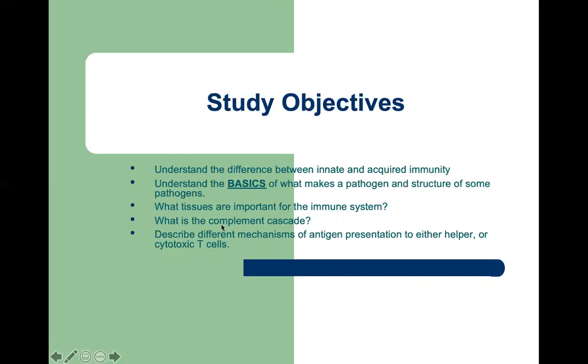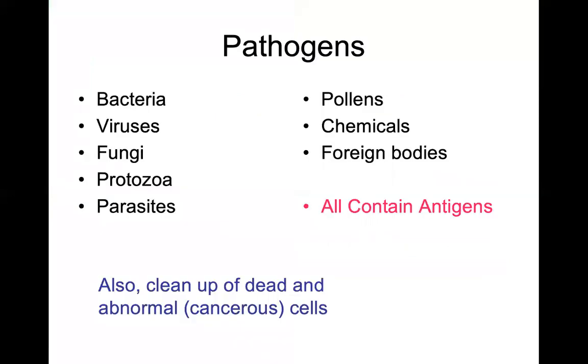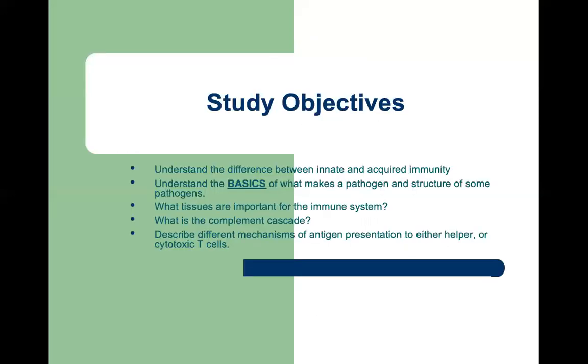What is the complement cascade? That's something that I had to learn in my infection immunity class because I don't feel like that was taught to me in this course. So I'm glad you guys get a brief introduction into it. It's super important for a portion of your innate immunity. And the last thing, describe different mechanisms of antigen presentation to either helper or cytotoxic T cells. So antigen presentation is a big thing to know. Innate immunity, what's the difference between that and acquired? Could you list that out? And then, what is the complement cascade?